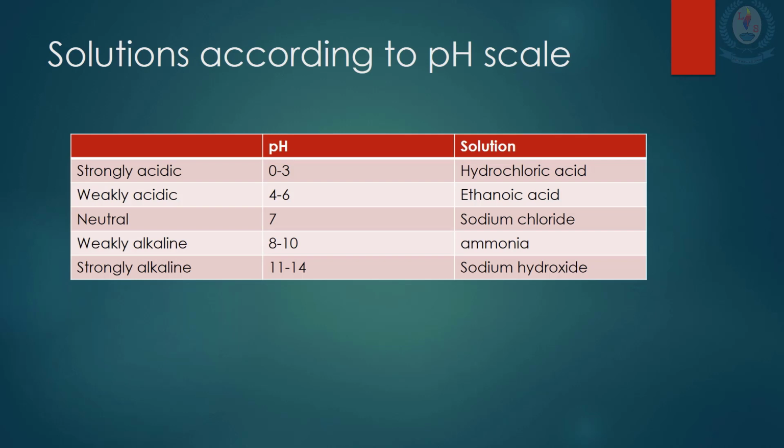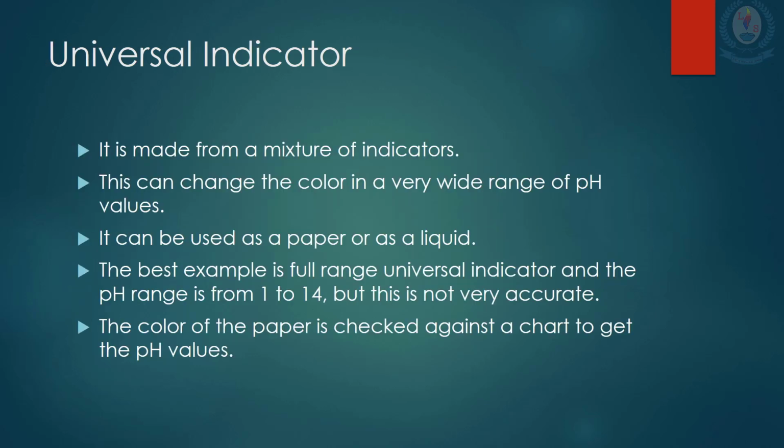So in this slide you can see some examples for these types of solutions. Strongly acidic means pH 0 to 3. Example is hydrochloric acid. Weakly acidic means pH 4 to 6. Example is ethanoic acid. Neutral means pH exactly 7. The example is sodium chloride. Weakly alkaline means pH 8 to 10. Example is ammonia. Strongly alkaline is pH 11 to 14. Example is sodium hydroxide.